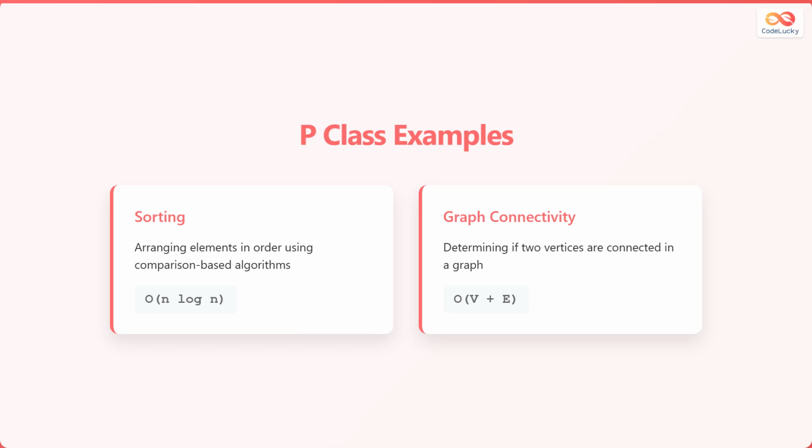Second, graph connectivity. Determining if two vertices are connected in a graph using algorithms like breadth-first search or depth-first search can be done in O(V plus E) time complexity, where V is the number of vertices and E is the number of edges, which is also polynomial.